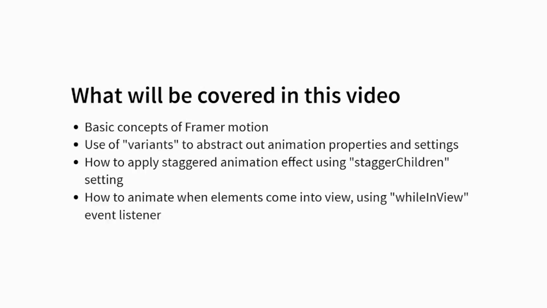In this video, I'm going to cover basic concepts of Framer Motion. I'm going to show you how to use variants to abstract out animation properties and settings, because when you're dealing with multiple child elements and applying animation based on different event listeners, your code can get complex. Variants is a good way to make your code less complex, more manageable, and helps you keep your code clean. I will also show you how to apply a staggered animation effect using the staggerChildren setting, and finally how to animate elements when they come into view using the whileInView event listener.